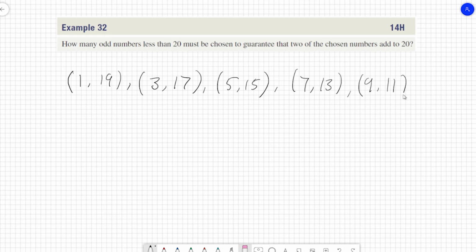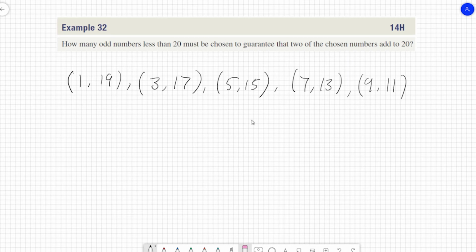9, 11. And of course, that's it. Sorry. What was I thinking? Oh, yeah. We'll cycle back 11, 9, but it's the same. So, how many odd numbers must be chosen?